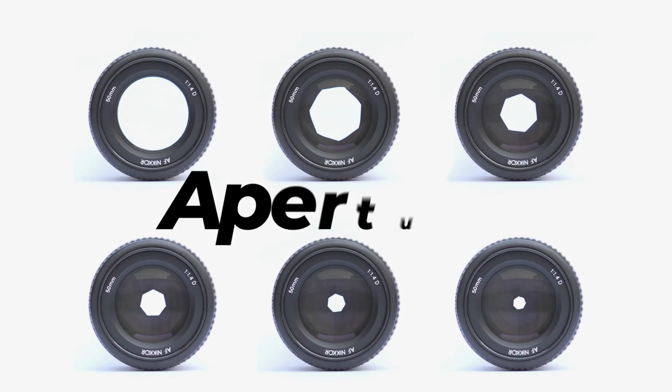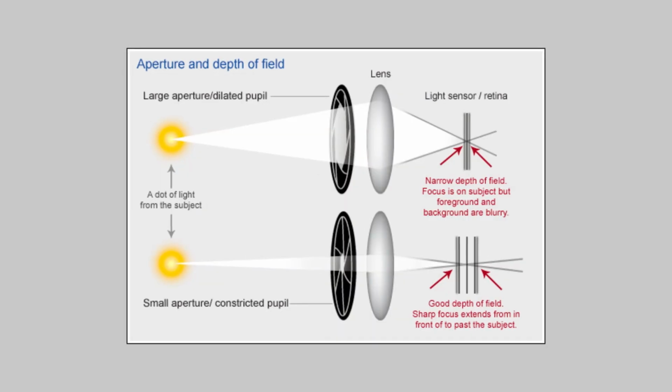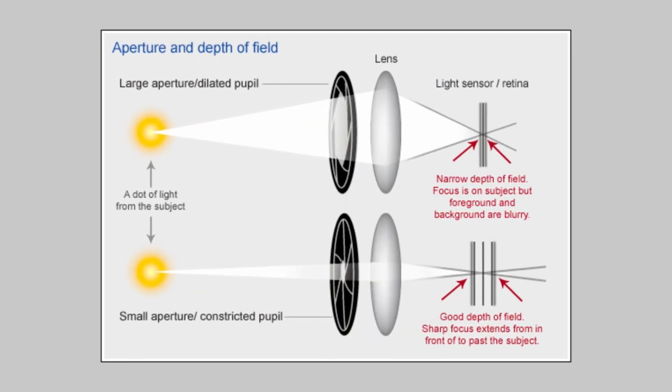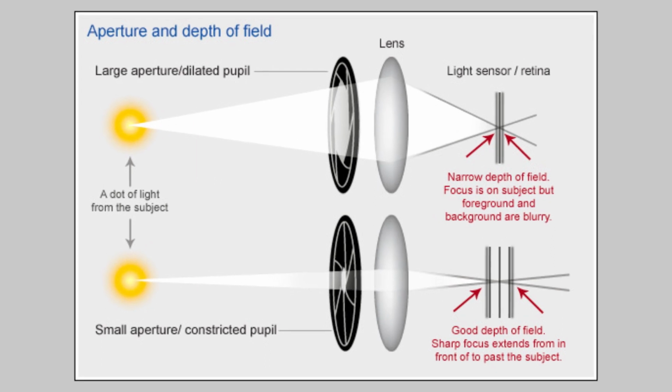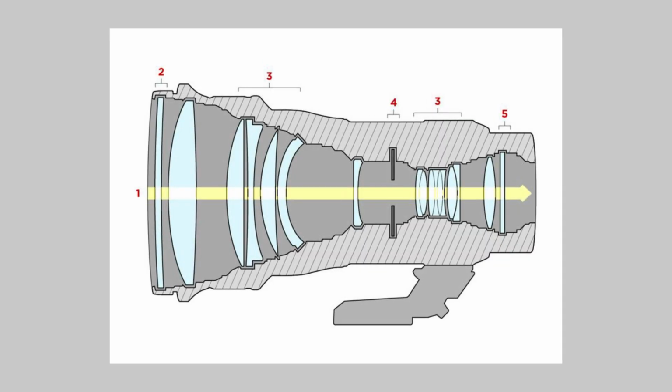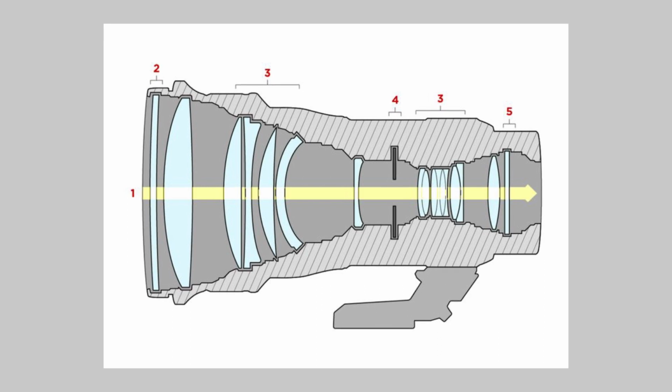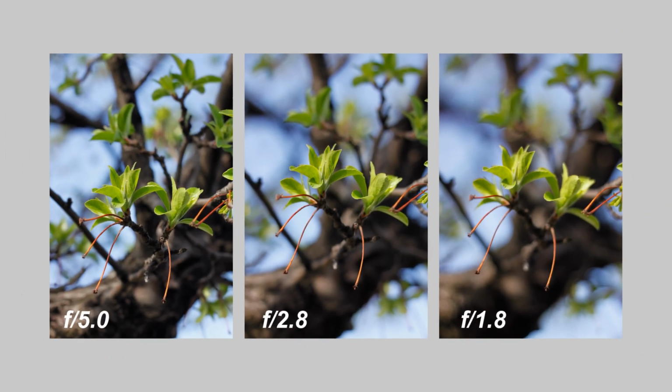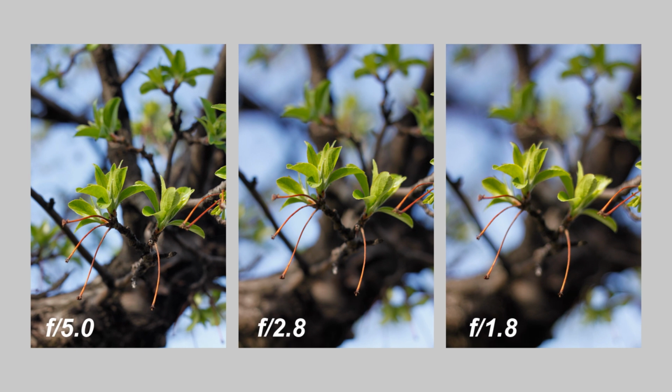Let's start with aperture. This term refers to the opening within the lens that controls the amount of light entering the camera. A wider aperture, represented by a smaller f-stop number like f/1.8, allows more light and creates a shallow depth of field. This is perfect for portraits, emphasizing the subject while blurring the background.